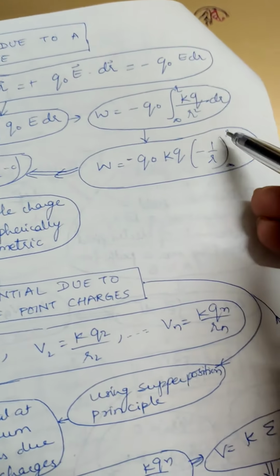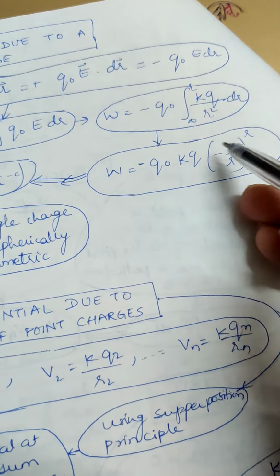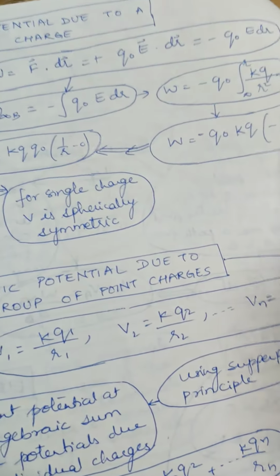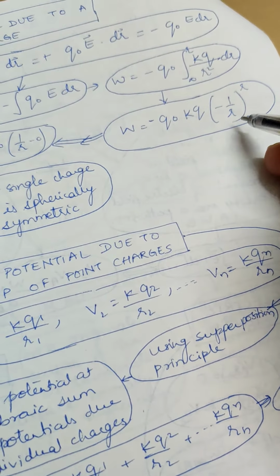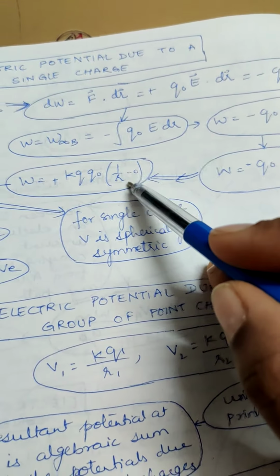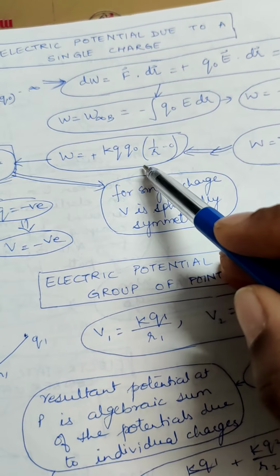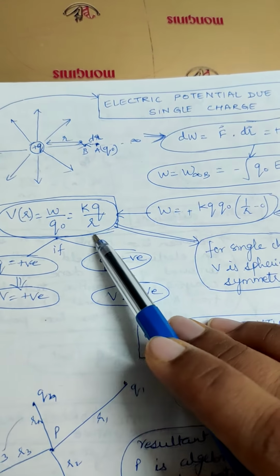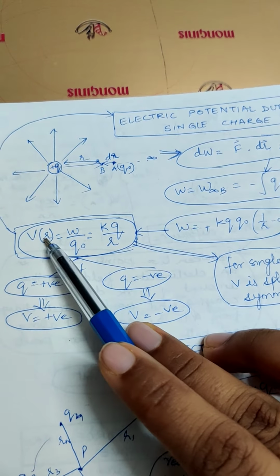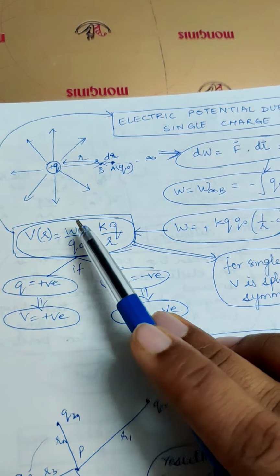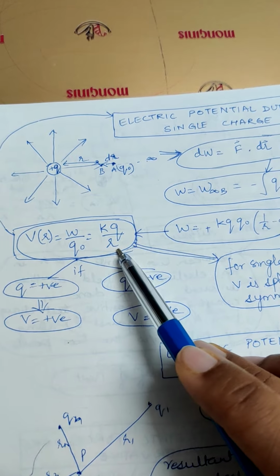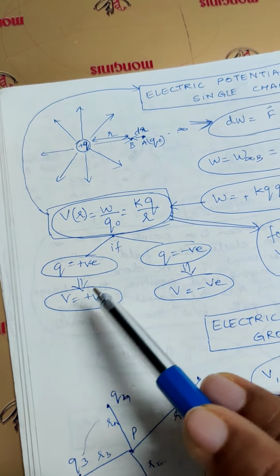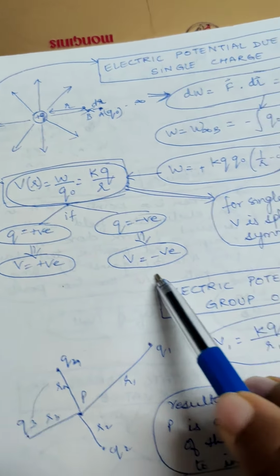When you put the upper limit, minus and minus becomes plus. You can take the minus outside. So this is 1 by r from r and r. When you put this r, 1 by r minus 1 by infinity, which is 0. So we are getting kq q naught by r. Now when you take this W by q naught, you will get kq by r. So the potential at any point r is equal to W by q naught, which is kq by r. If the charge q is positive, then the potential is positive, and if the charge q is negative, then the potential is negative.